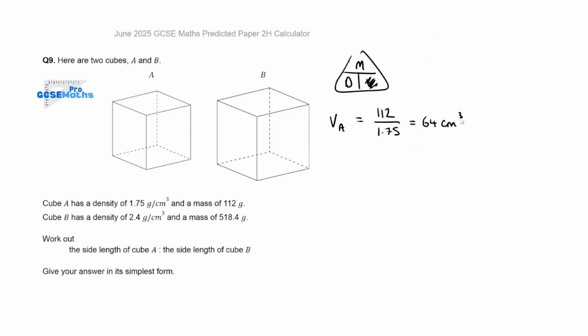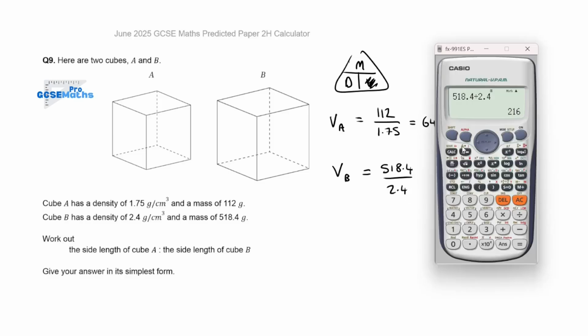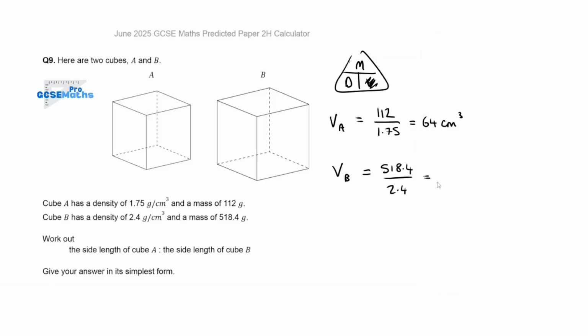Then I'm going to do exactly the same for the volume of cube B. Mass is 518.4 grams over density of 2.4, which gives me 216. That's also centimetres cubed. So how can I relate that to the side lengths? Well, they are cubes, so think about it. How do I work out the volume of a cube?